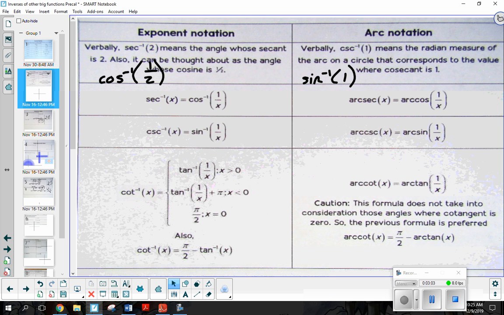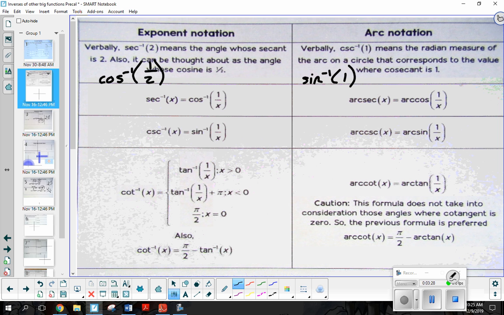I don't think we had a whole lot left. On Thursday, we started talking about the inverses of the other 3 trig functions, and we talked about how we're going to solve these using the reciprocal trig function and the reciprocal ratio. What does this word arc mean? Yeah, it's just another notation for inverse. For example, secant inverse is the same as arc secant.